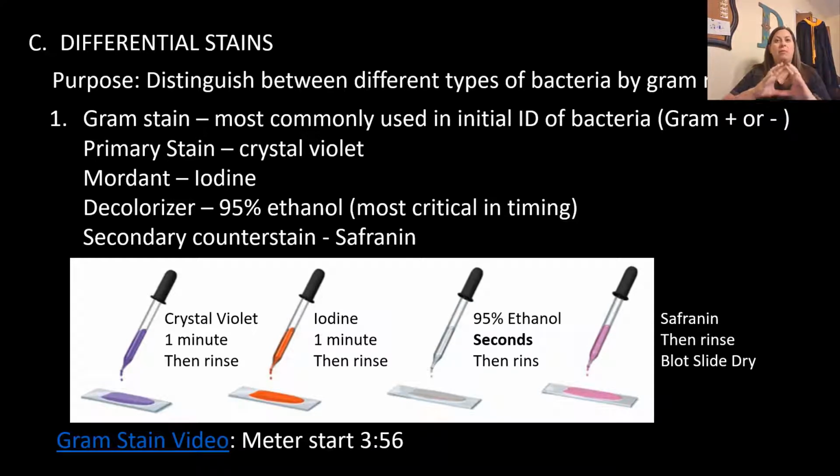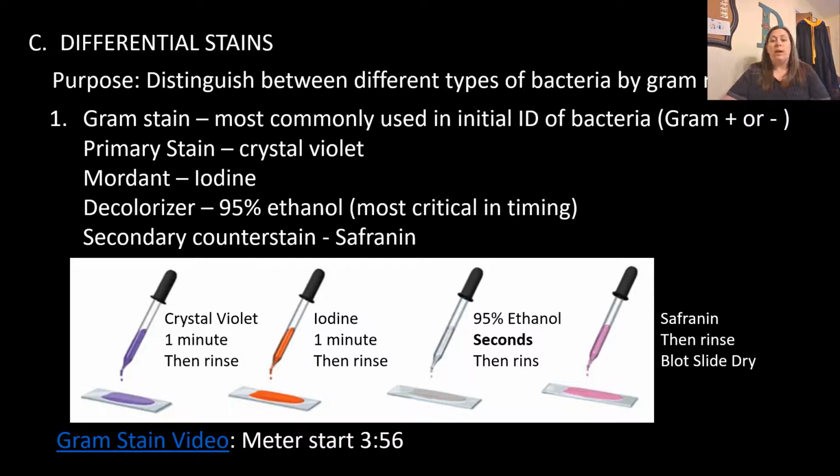Instead of just looking at their basic structure, their basic arrangement, we can actually differentiate them. Now, the Gram stain is one that's really important. It's one of the most commonly used to ID bacteria, and this puts that bacteria into one of two categories. They're either Gram positive or they are Gram negative. So let's talk about the process first, and then we'll look at what those results look like.